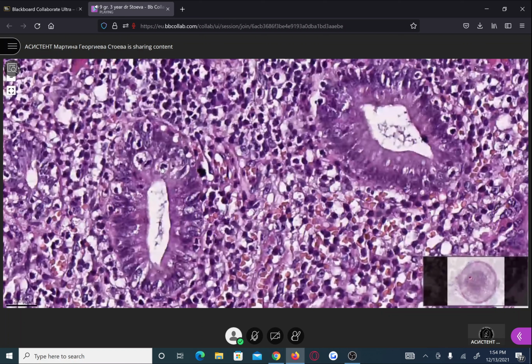Even here in some areas we can find inflammatory cells in between the epithelial ones. These are neutrophils, which is another evidence of severe acute infection.